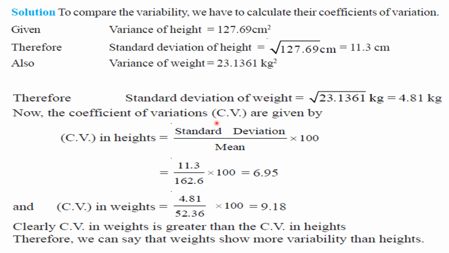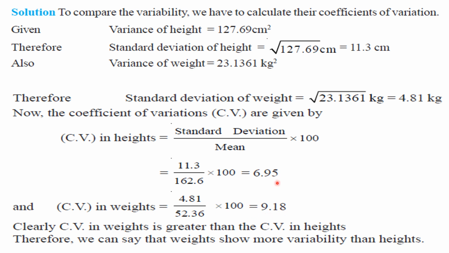Now the coefficient of variation of heights is standard deviation by mean into 100, that is equal to 11.3 by 162.6, okay, my children, right, into 100. By simplifying these numbers, what will you get? 6.95. Similarly, coefficient of variation in weights is equal to 4.81 by, what is the mean? 52.36 into 100. By simplifying these numbers, what will you get here?